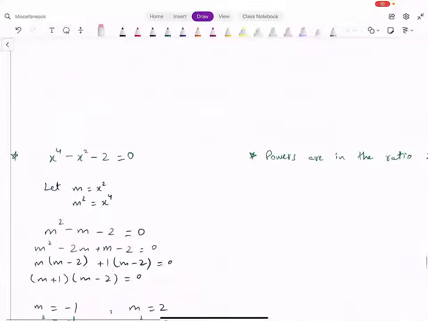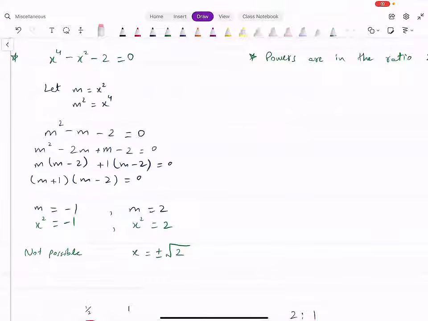ये आपको आना चाहिए. Then you have some equations in which you have a form that can be converted to quadratic. It's powers की ratio 2:1 होती है. How you can convert that to quadratic using substitution.